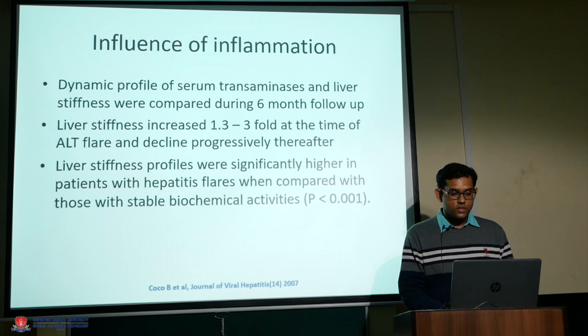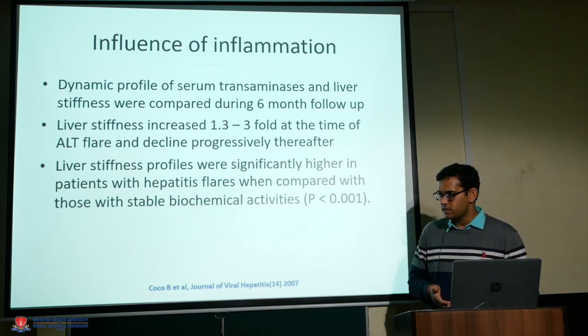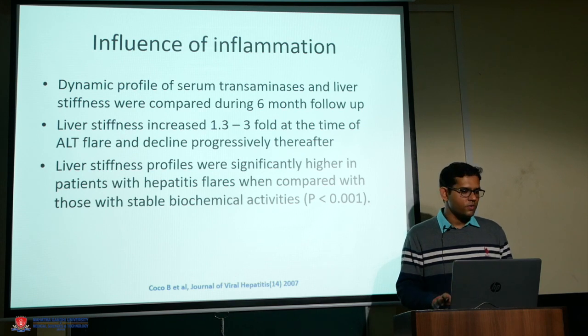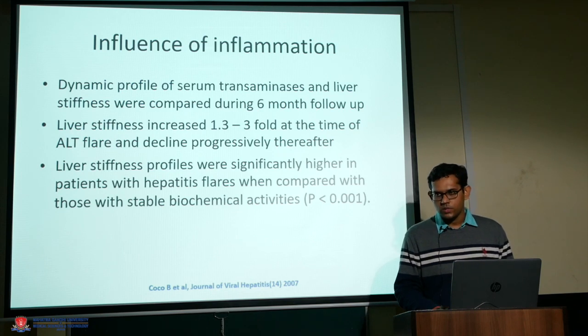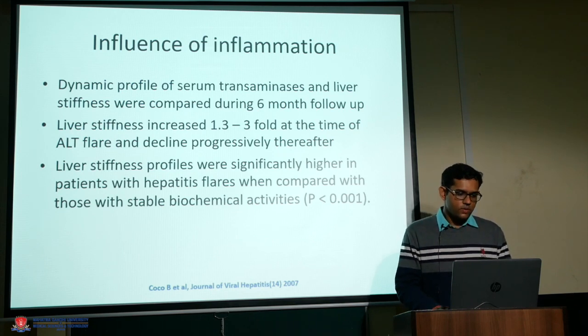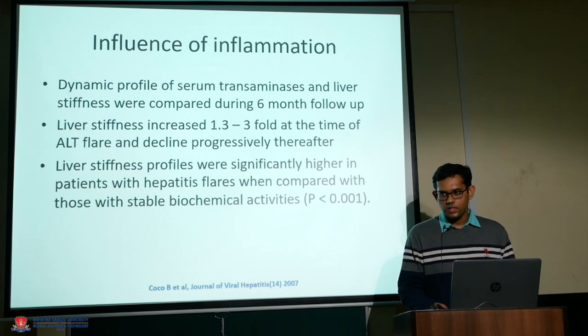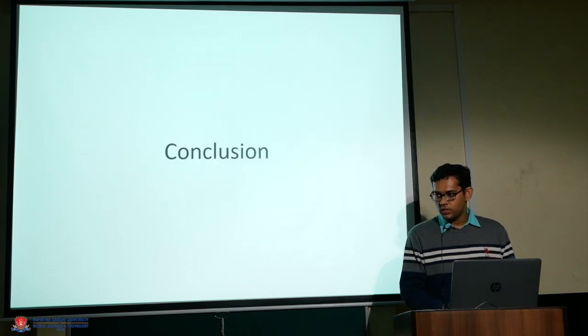Okay. Now, the influence of inflammation, that is, the dynamic profile of serum transaminases and liver stiffness, was compared within a 6 months follow-up. Now, in a patient having very high transaminases, the value of transient elastography, that is FibroScan, by the trade name it comes by, varies. Liver stiffness increases 1.3 to 3 folds at the time of ALT flare and it declines progressively thereafter. Liver stiffness profiles were significantly higher in patients with hepatitis flares when compared with those with stable biochemical activities, as seen in this study published in Journal of Viral Hepatitis in 2007 with a p-value of less than 0.001.